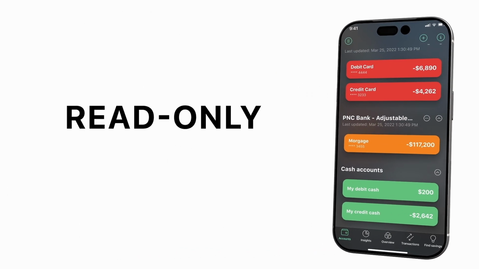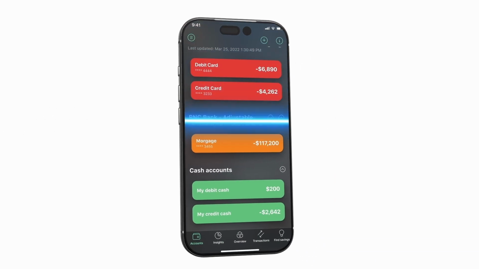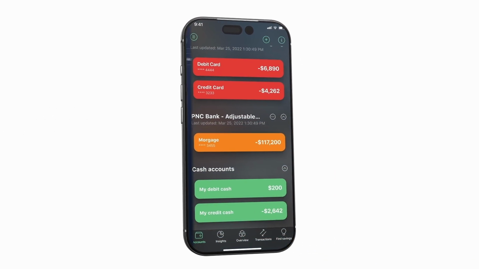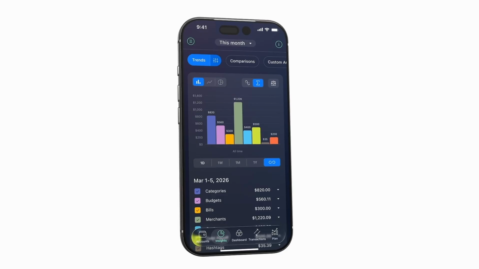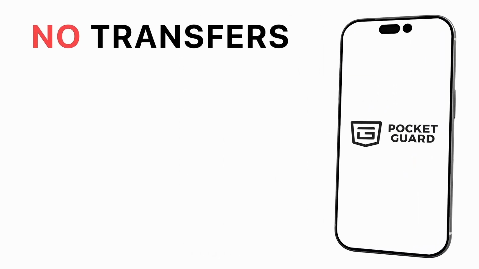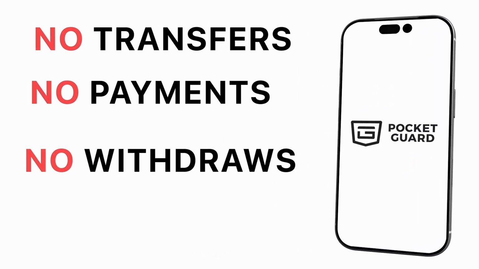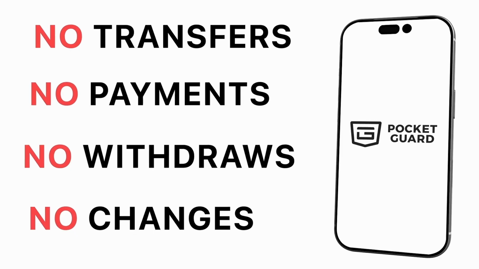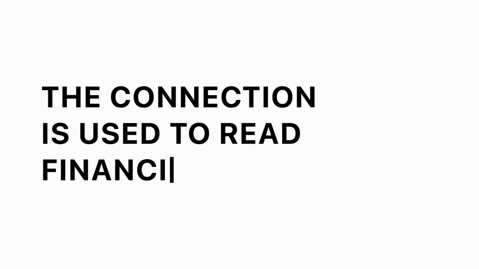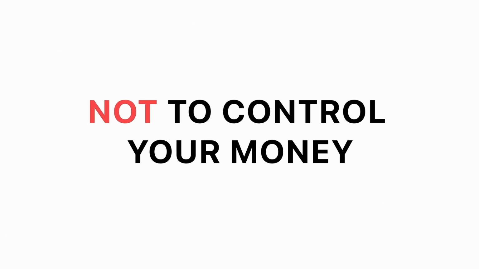Before I say goodbye, I would like to answer 2 questions that might have come to mind while you were watching this video. Is it safe to connect my accounts? And can PocketGuard move my money? PocketGuard uses read-only account connections. This means it can read balances and transaction information in order to organize your finances and build your budget. PocketGuard cannot transfer money, make payments, withdraw funds, or make changes inside your bank account. The connection is used to read financial information, not to control your money.